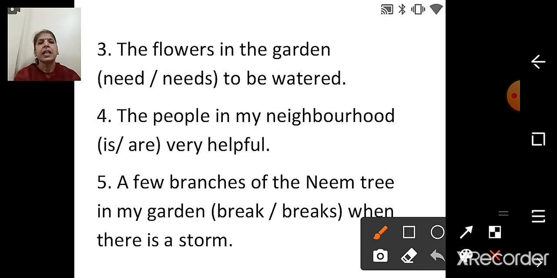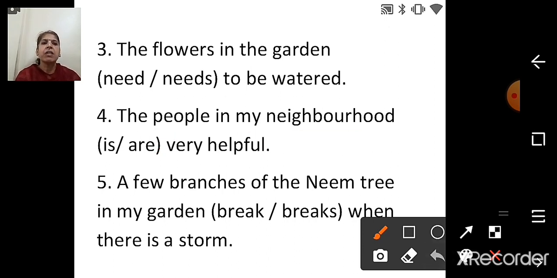Next is: The people in my neighborhood dash very helpful, is or are. So the subject is the people in my neighborhood. And when we say people, we are talking about more than one person, many persons, right? So the subject is plural, and the verb also plural. So the answer is are. The people in my neighborhood are very helpful.